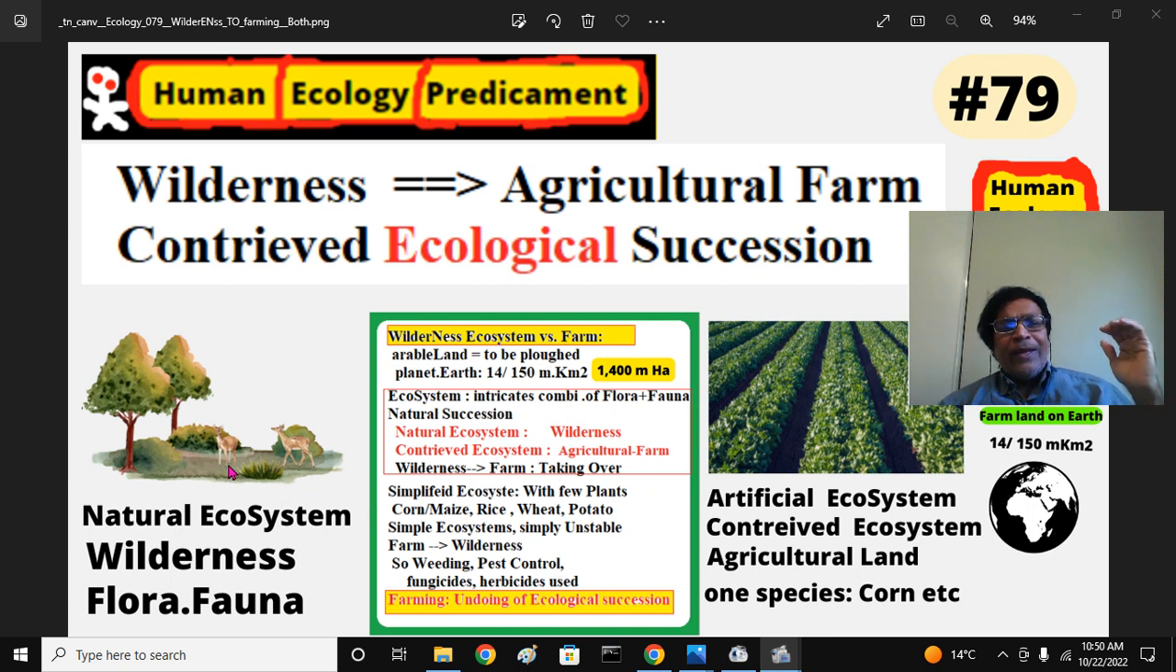So in an ecosystem, there is an interaction between the biotic and abiotic things, and also interaction among the biotic things themselves: competition, predation, and so on. This is a natural ecosystem because nature maintains it. Millions of years back it started, a continued process.